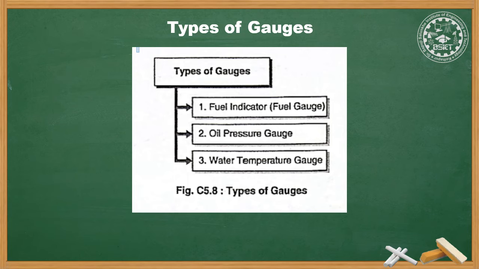And the third is water temperature gauge. The function of the water temperature gauge is to indicate the temperature of cooling water that circulates all the time. It is an optional accessory provided on the engine. It is very economical but important. This is again of two types, the mechanical type and the electrical type.